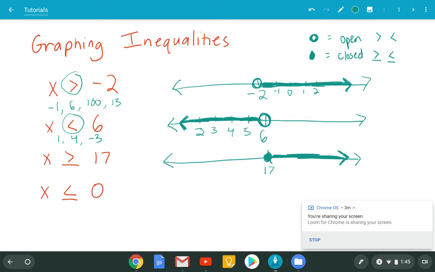Our last example, x is less than or equal to 0. 0 would be right in the middle. And numbers that are less than 0, -1, -2, -3. So I would shade in everything on this side. Sometimes people also, I'm going to show it this way, sometimes people also put the arrow above the line. That's fine as well. It doesn't have to be directly on the line. And then our circle would be a closed circle because 0 is less than or equal to 0.